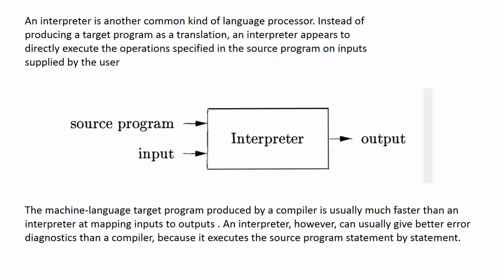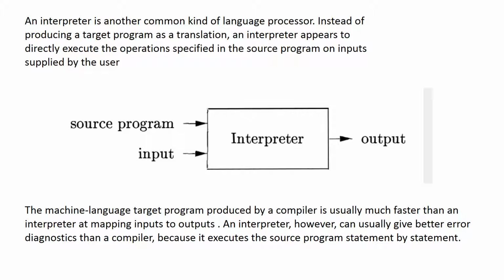An interpreter is another common kind of language processor. Instead of producing a target program as a translation, an interpreter appears to directly execute the operations specified in the source program on input supplied by the user. So we have the source program, then an input, going to an interpreter, and then output.